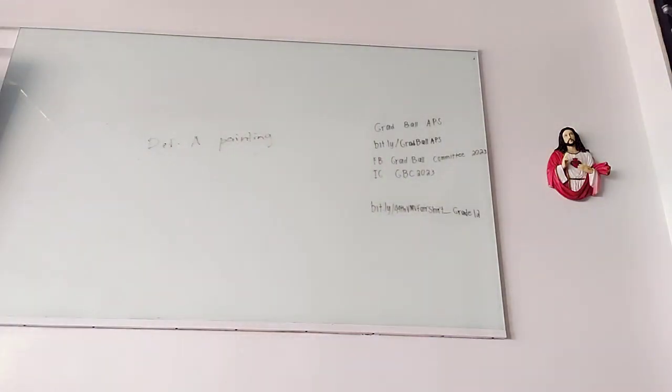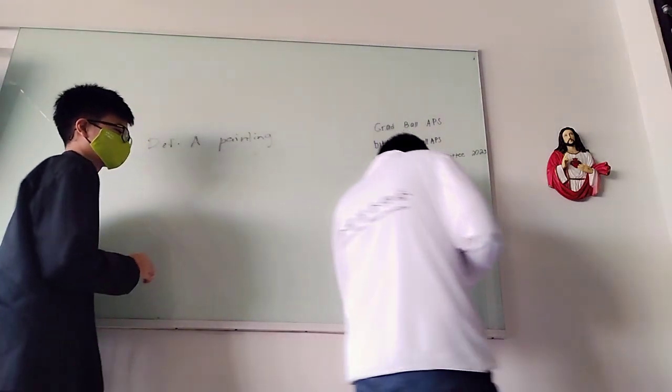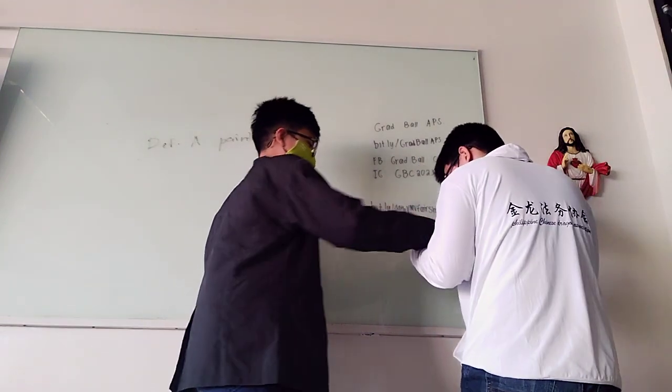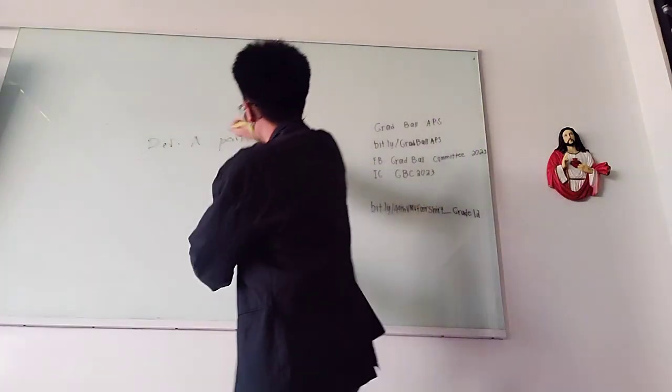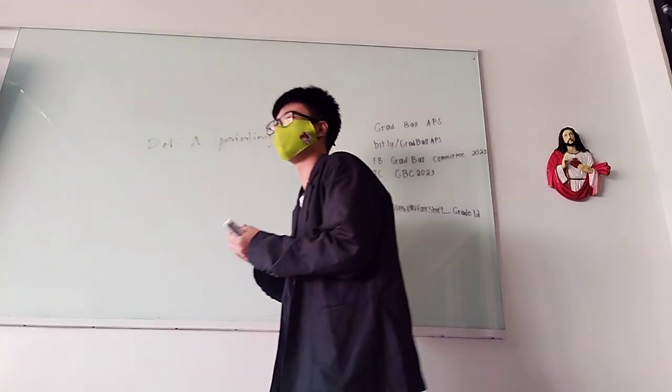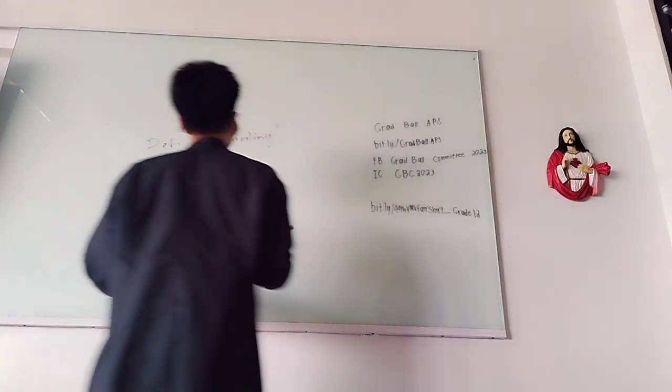Oh my god, my markers don't work. Where's the red one? Oh, here. Oh, there it is. Is that erasable? That might be permanent. Let's check it out and see. Okay, it's erasable. Okay, thanks. A painting. Why is it so thin? Okay, we'll have to make do.